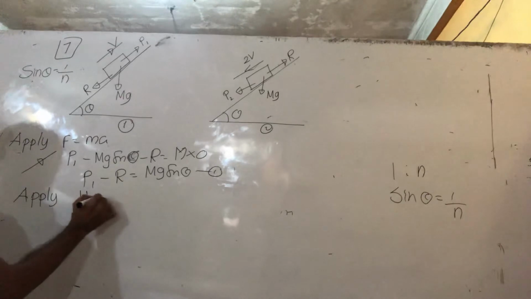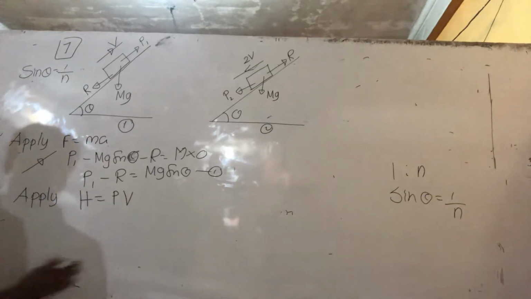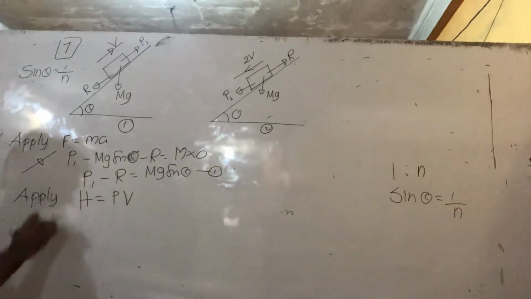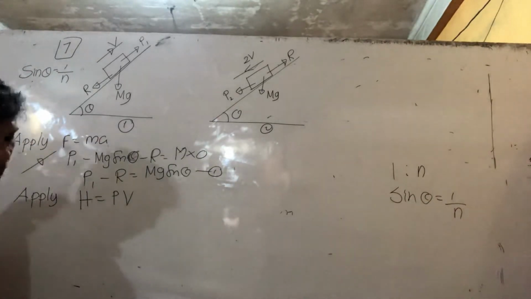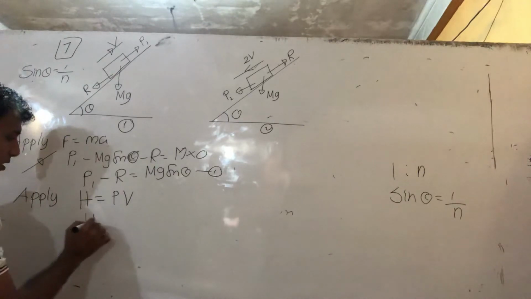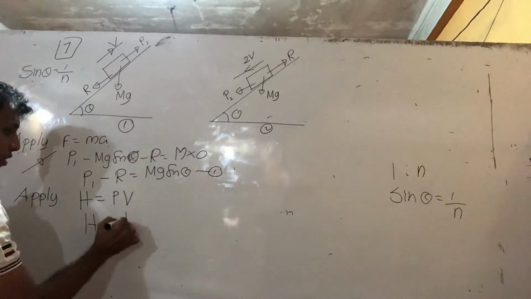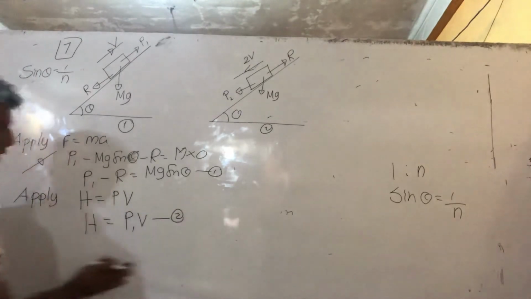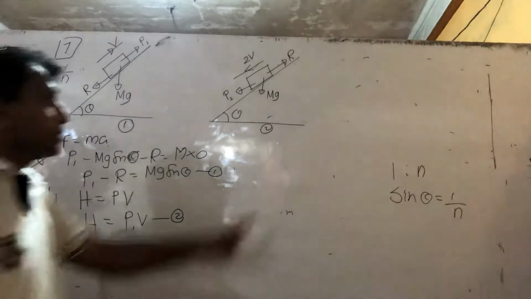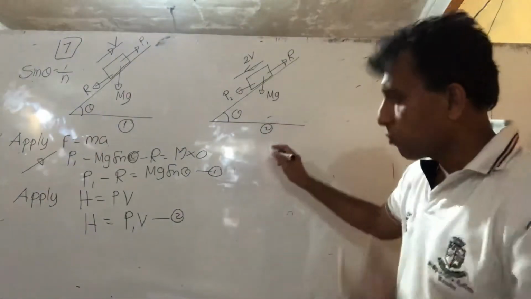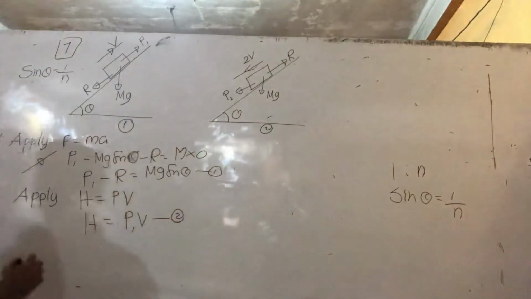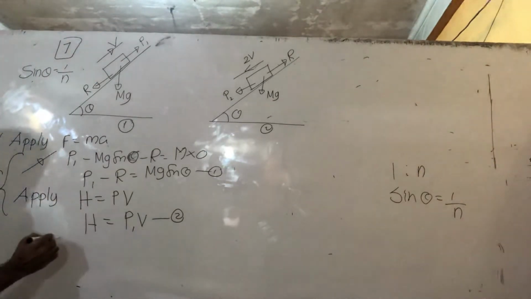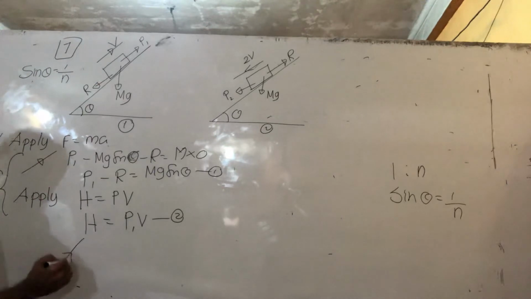Next apply the H equal PV formula. The power equals tractive force times velocity. Capital H is the power, in watts. In the first occasion, H equal P1 times velocity V, second equation. Okay, next we come here. The same thing applies for the second figure, so everything for figure 1 is done.